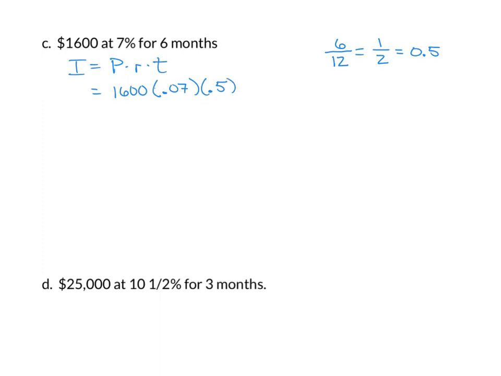All right, if we go ahead and multiply this out now, we get our interest is $56. Our total, we're going to add 1,600, our original amount, plus our interest, and we get $1,656.